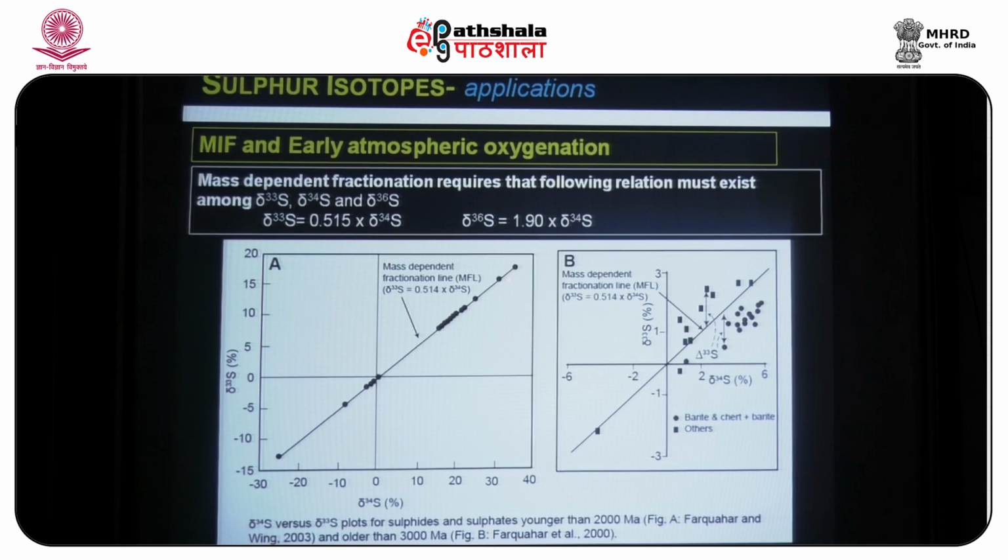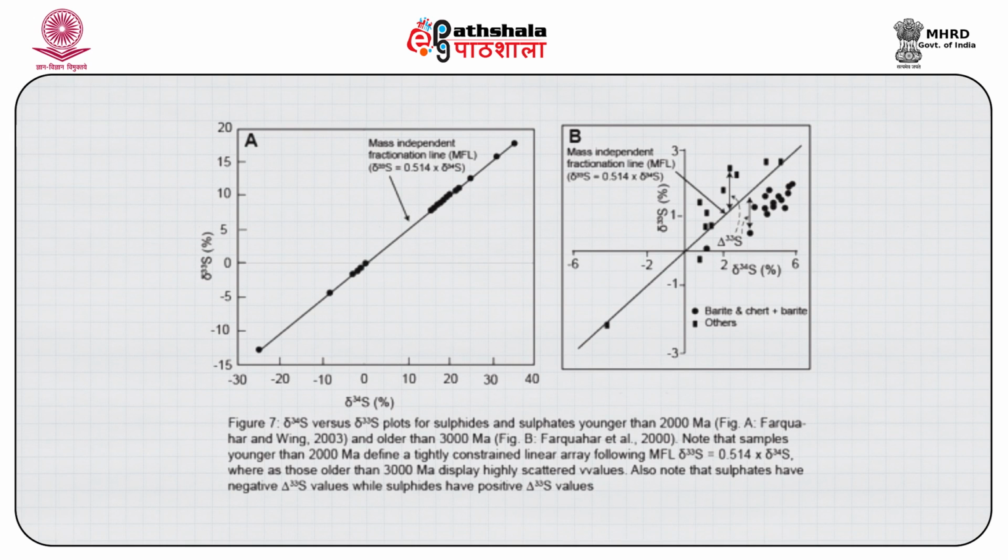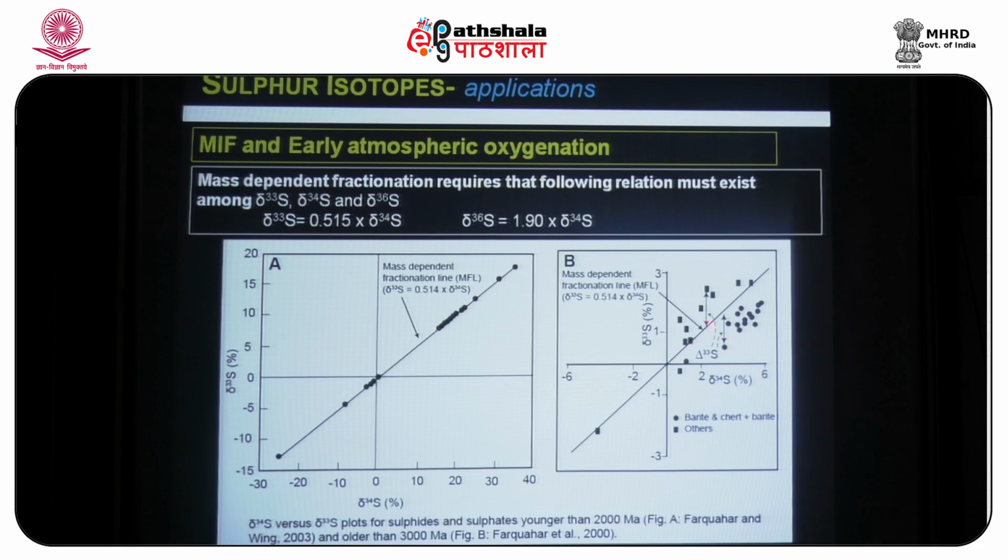Ideally, as I have just said, if there is mass dependent fractionation, then in a plot of delta 34S versus delta 33S, the samples should plot on a linear array. This array defines a line, delta 33S equals 0.514 times delta 34S, and this linear array is known as the mass dependent fractionation line. However, in many Archean samples, it is observed that in a similar plot they do not fall on this linear array; they plot on either side of this mass dependent fractionation line. So, there must be a reason behind this.